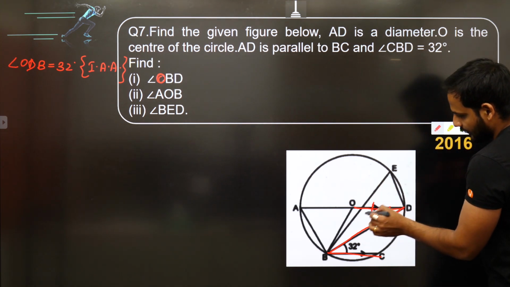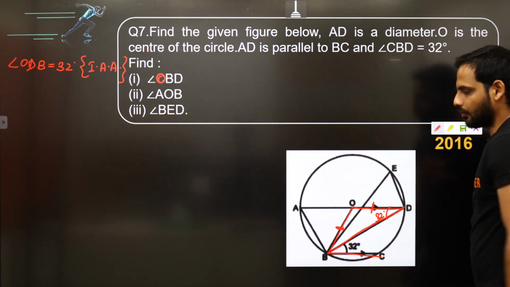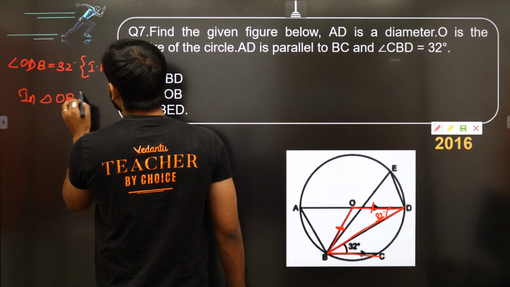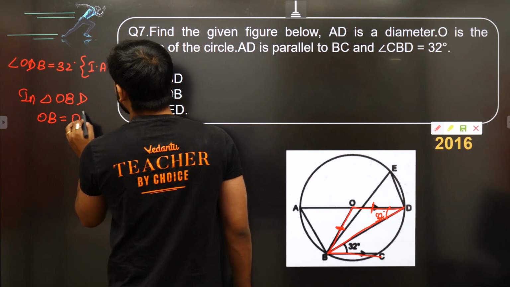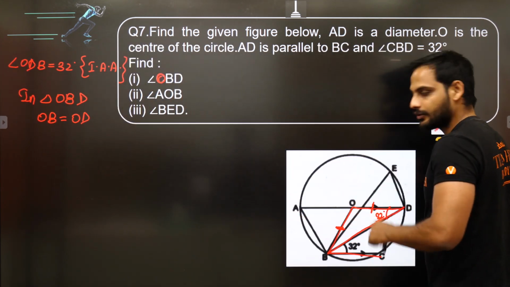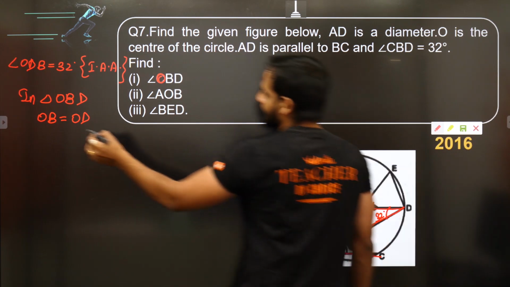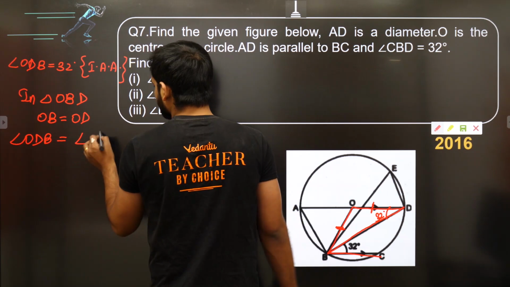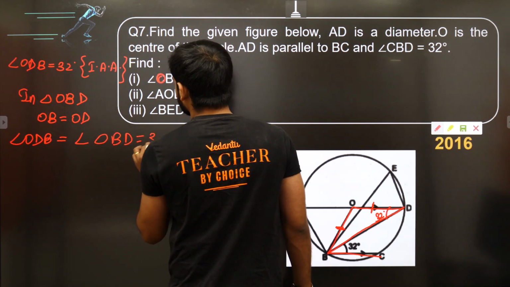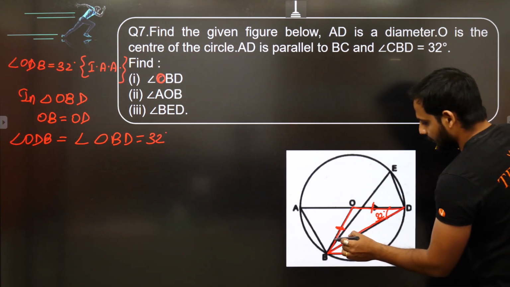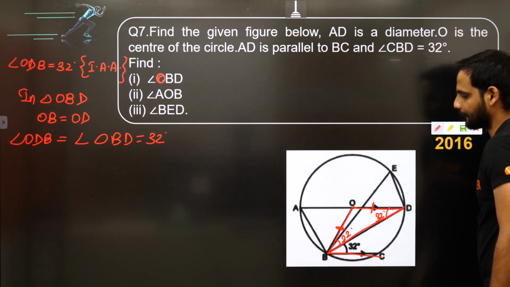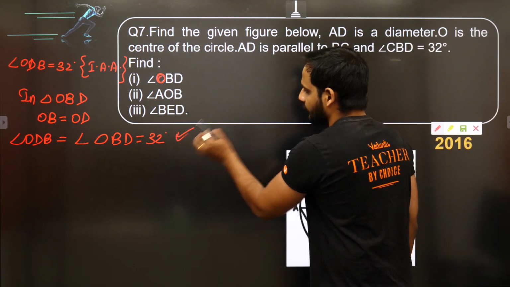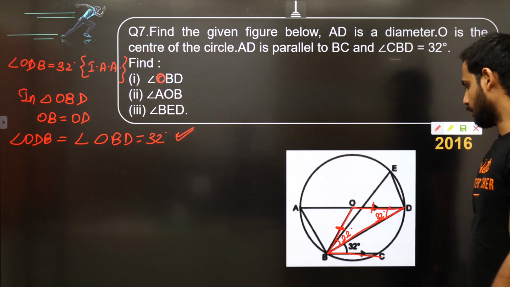Now I know that sir OB is equal to OD. So I can say sir in triangle OBD, OB is equal to OD. If it is true, the angle opposite to them should also be equal. So I can say, sir, angle ODB should be equal to angle OBD, which means 32 degrees. So both these angles are 32 degree. What an awesome thing. What angle you want? You want angle OBD. Chalo, OBD we have got as 32 degree. First part solved.